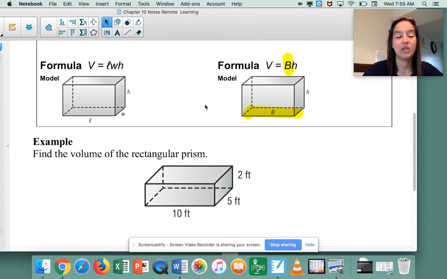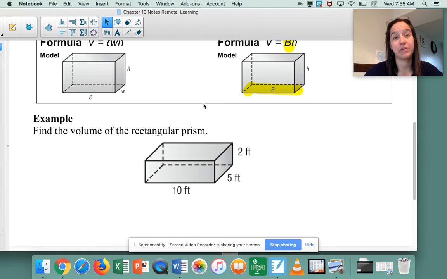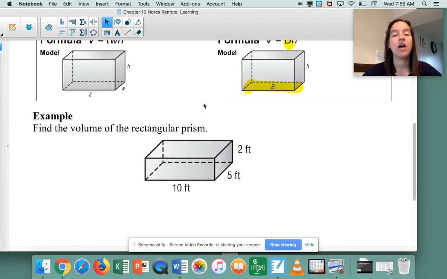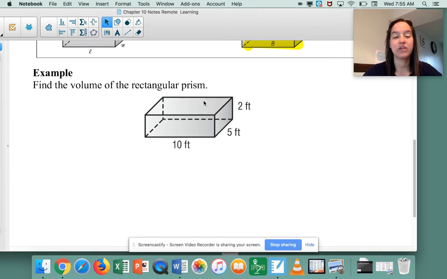Okay, so let's do an example. Let's see how it works out. And yes, you are allowed to use a calculator. We are at that point in the year, so I don't think you necessarily need one, but if you want to check your answers, you can.